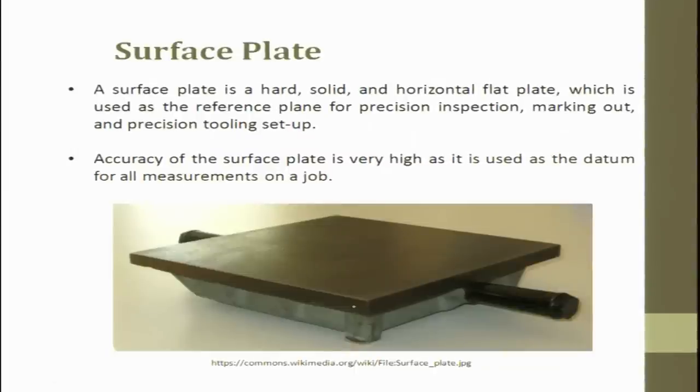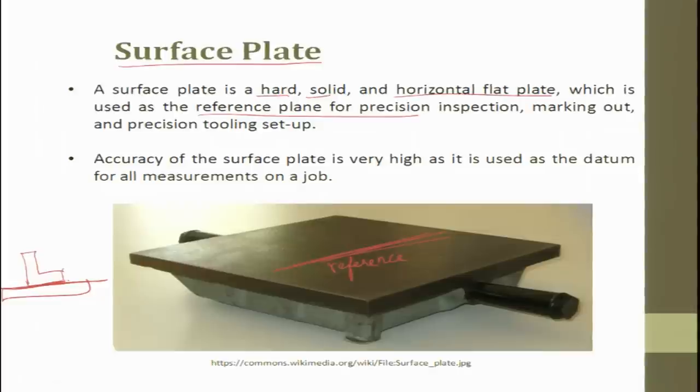So, this is an instrument which is called a surface plate. Surface plates are generally made out of a hard, solid, horizontal flat plate which is used as a reference plane for precision instruments. See what happens when you start doing all these measurements: at least one datum should be flat, or one datum should be a reference. For example, I put a surface plate, I put an L square to read. And here this is a flat surface. If there is any angle, then the L square will be at an angle theta, and this theta will give me a value which is L length into sin theta. So, you will get a different value.